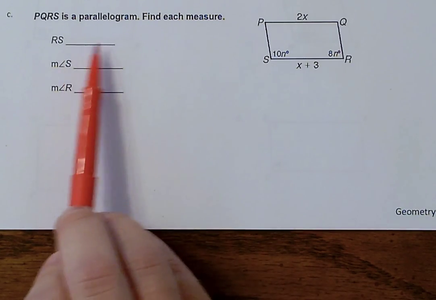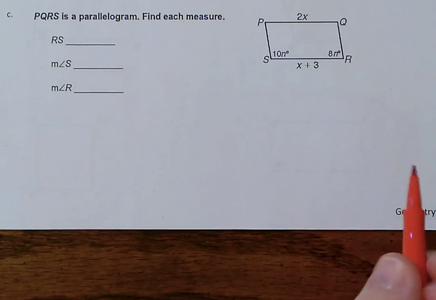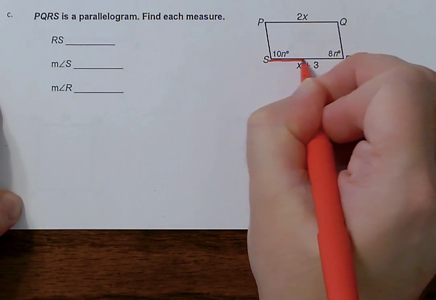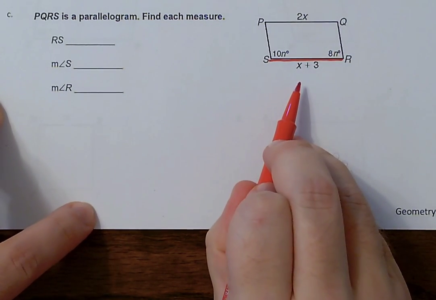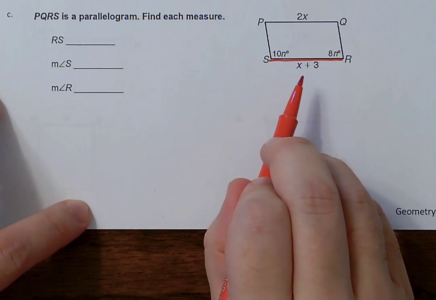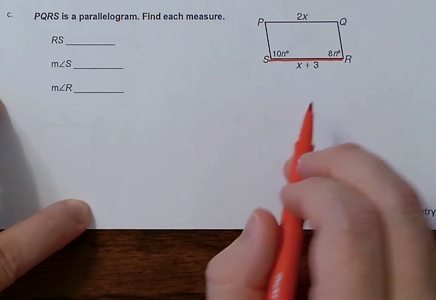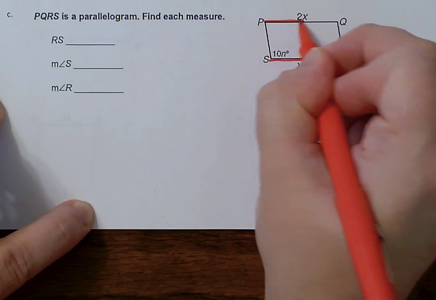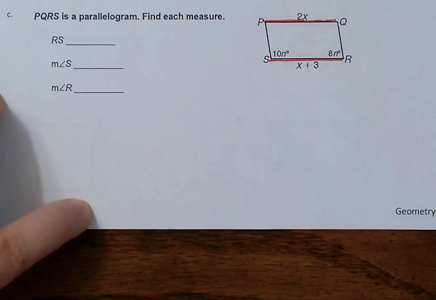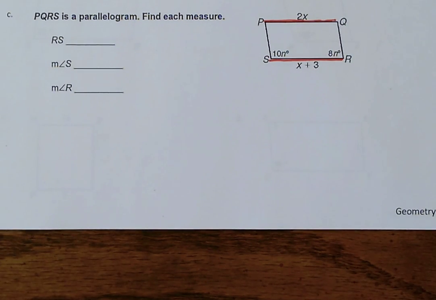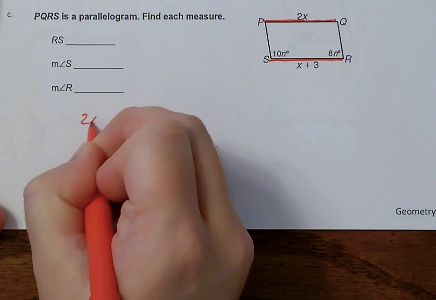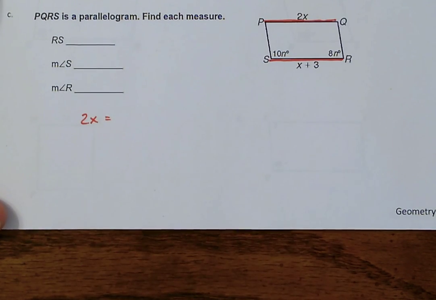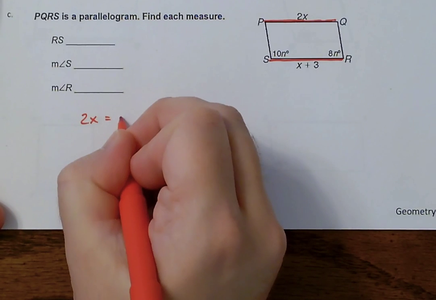So let's first focus on the side length. RS is going to be this side length here, and they tell me it's x plus 3. And in a parallelogram, we know opposite sides are congruent. So SR is congruent to PQ. Because opposite sides are congruent, these two sides are equal. So I can take 2x and set it equal to x plus 3.